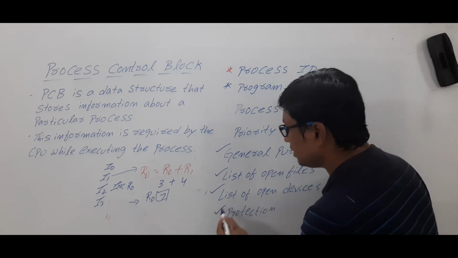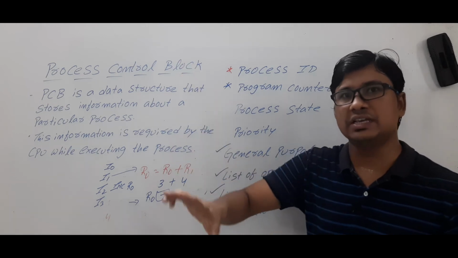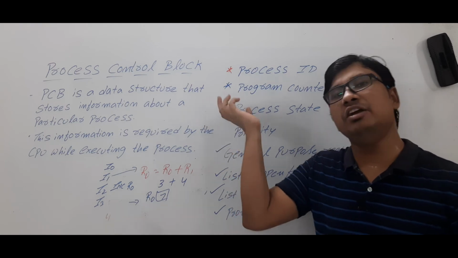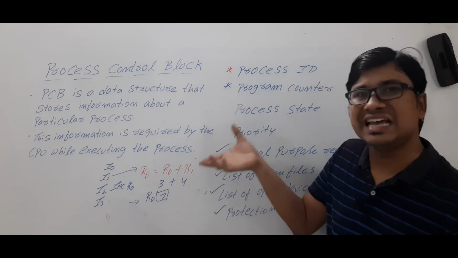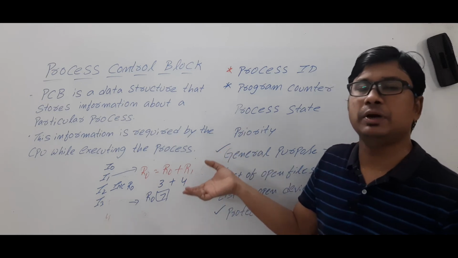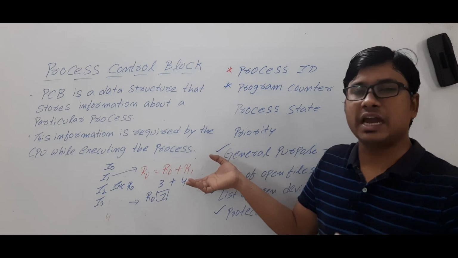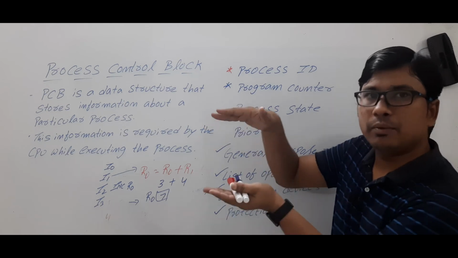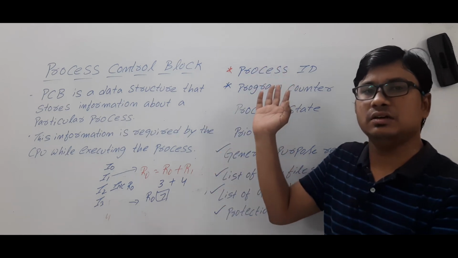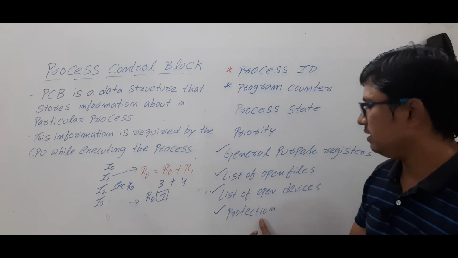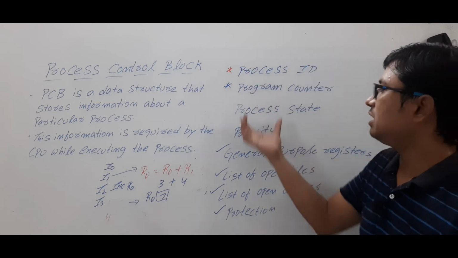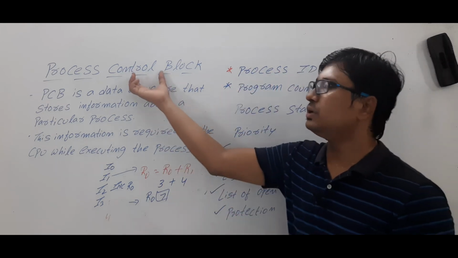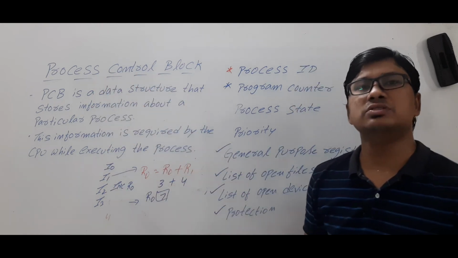And then protection. Already I told you that each process has its own boundary. The process should not access the information which is available in another process, because each process has its own boundary. There will be executable code, then global and static variables, and you have a heap and the stack. So that is the boundary of a process. So a process should not access the other process's information. That will be available with the protection. So all these we call attributes of a process, and all these attributes of a process will be stored in a PCB, which is called the process control block.